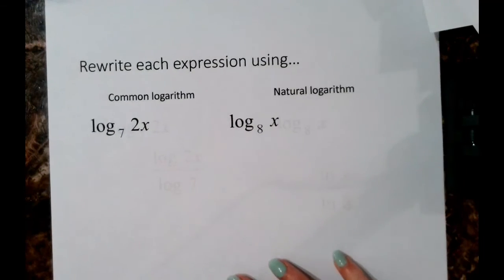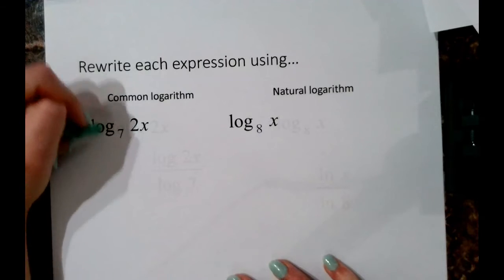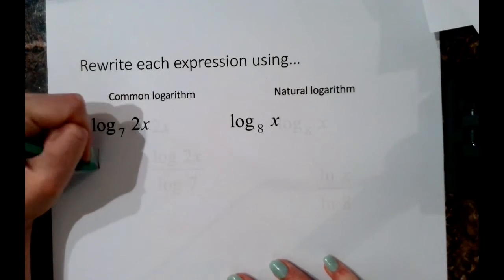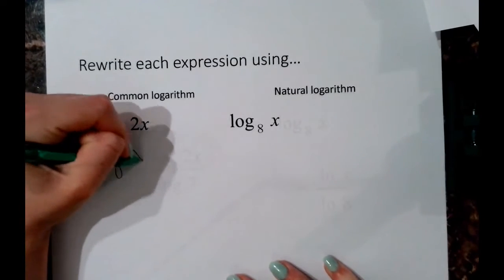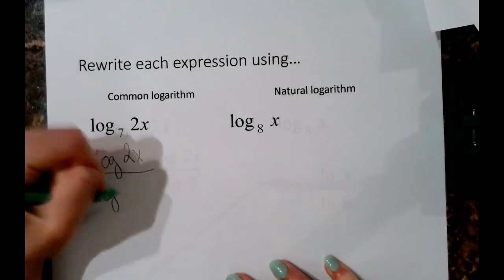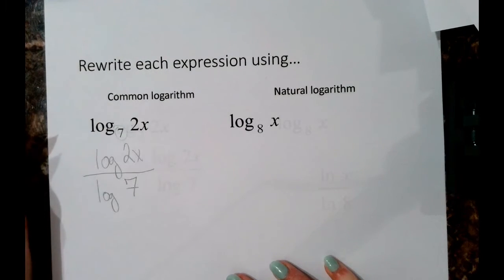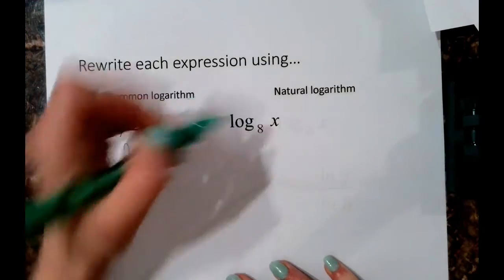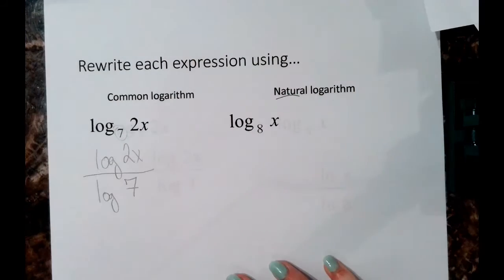Alright, so let's take this and we're going to rewrite it into a common logarithm. Remember, the common base is just base 10. So I'm going to start with my 2x, log 2x. That's going to go in the numerator, over log. This was my base, so it's going to become the value right here. Right here, we're using natural logarithm, so that means ln.